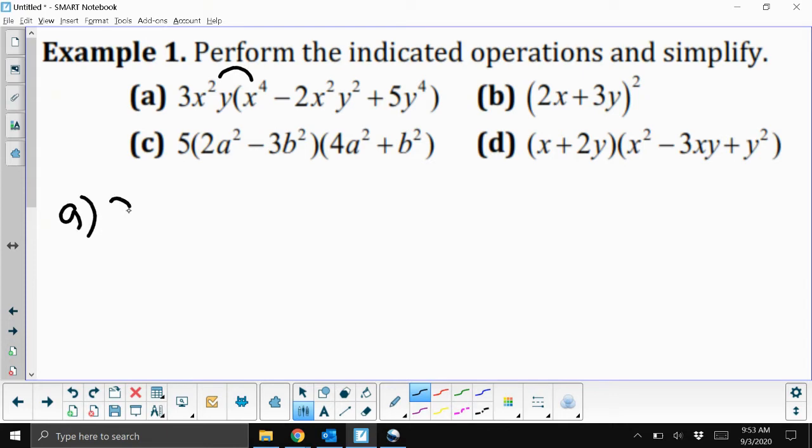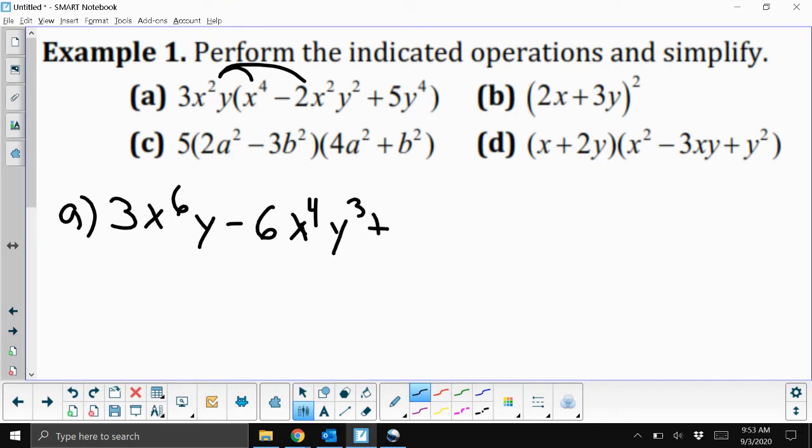So we've got 3, and then x squared times x to the 4th is x to the 6th. We add the exponents. And now we have to do the next one. Well, we're going to have a negative 3 times negative 2, and then we have x squared and x squared is x to the 4th. And then we have y and y squared is y to the 3rd.